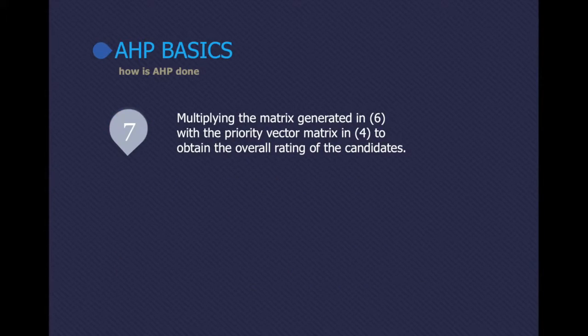Lastly, we will multiply the two matrices that we have to obtain a final matrix. This matrix shows the overall rating of each candidate with regard to the decision. A higher rating number in the final matrix shows that this candidate is more suitable to achieve the goal and that this candidate should be chosen. These are all the steps in an AHP analysis.